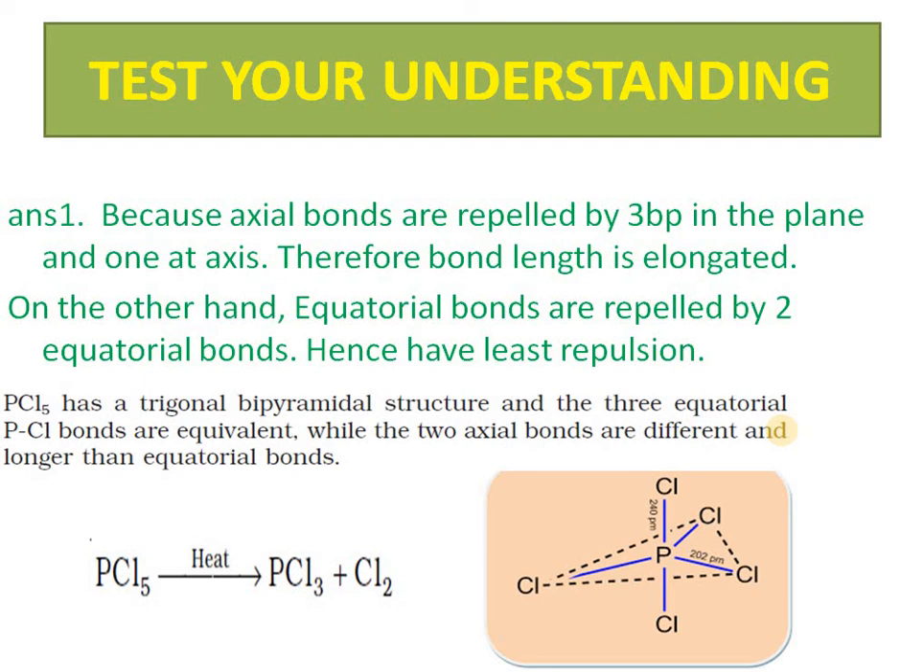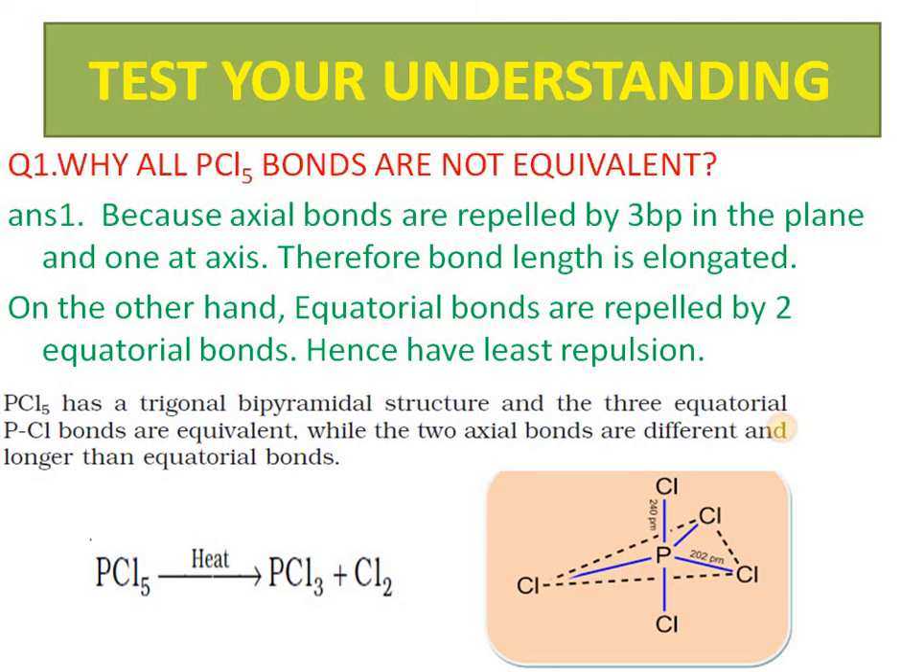So let us see this question. The question can be asked in this manner: why are all PCl5 bonds not equivalent? So you can say that axial bonds are repelled by 3 bond pairs in the plane and 1 at the axis. Therefore, the bond length is elongated. On the other hand, equatorial bonds are repelled by 2 equatorial bonds, hence they have the least repulsions. And moreover, we can explain the structure also: trigonal bipyramidal structure, with 3 equatorial bonds in a plane and 2 axial bonds. So this way, therefore, this decomposition also takes place.